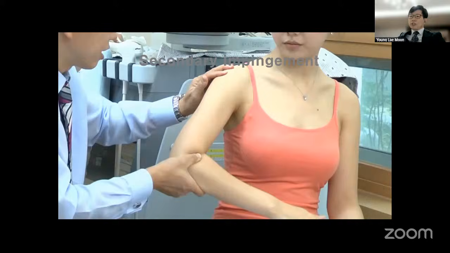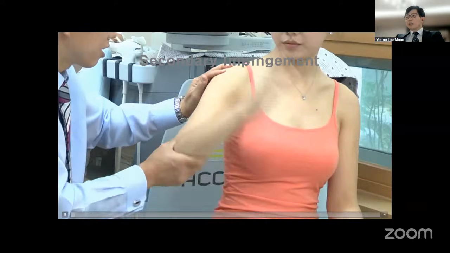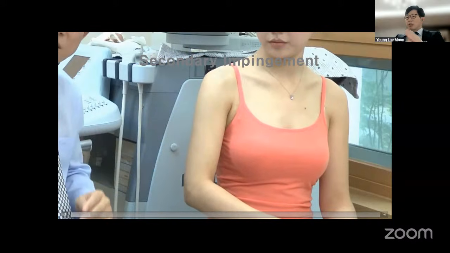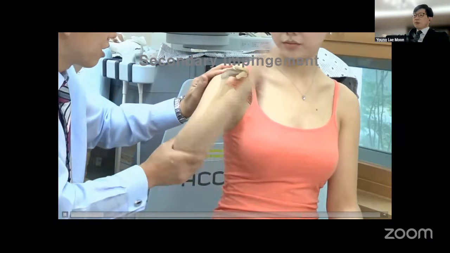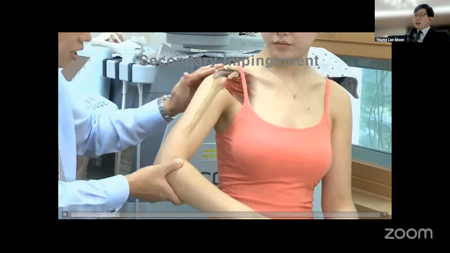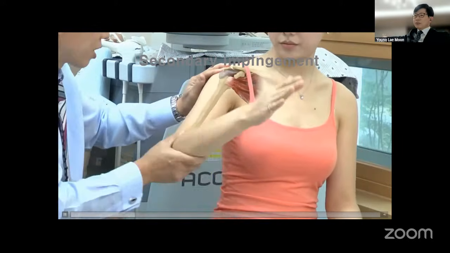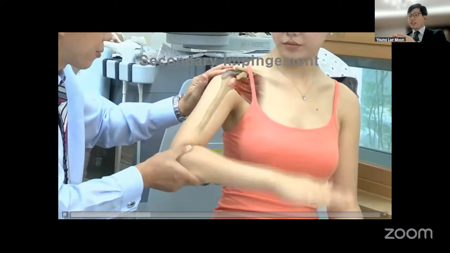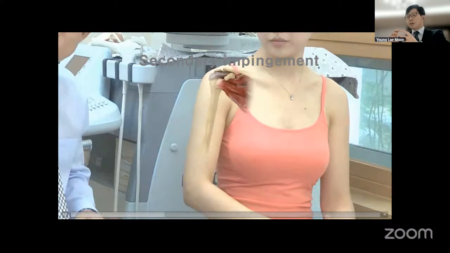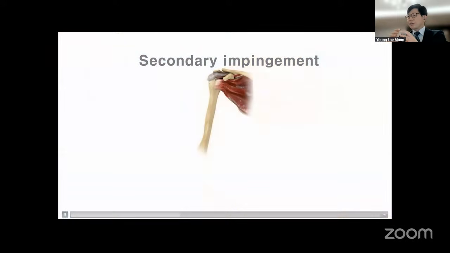This demonstration shows secondary impingement, where rotator cuff weakness causes superior migration of the humeral head. The compromised dynamic stability allows the greater tuberosity to impinge against the acromion, compressing the bursa and causing inflammation and pain. This differs from primary impingement, as it results from rotator cuff dysfunction rather than anatomical narrowing.